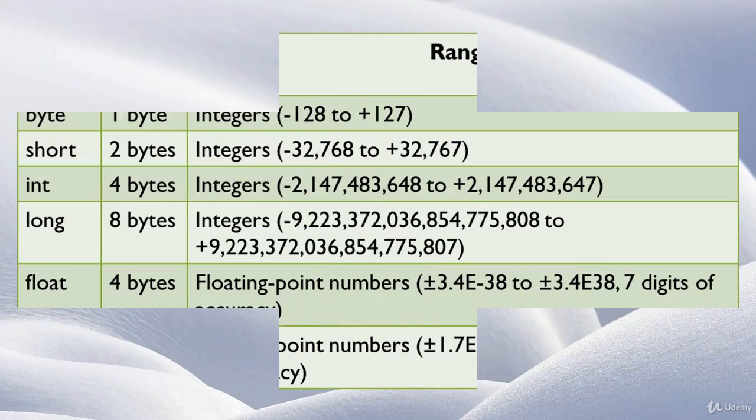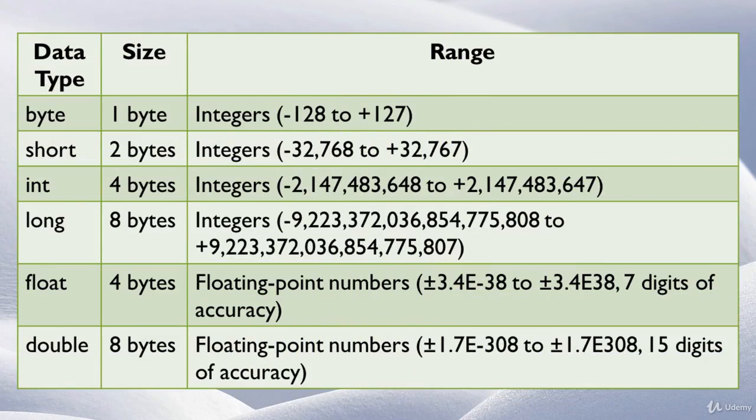Now let us look at the different types of primitive data that we can get in Java. In this table, you can see the data type, the size, and the range of the specific data type. Byte, short, int, and long are all integer data types of different sizes. Note that a long data type can store 8 bytes and an int data type can store 4 bytes. Float and double are floating point numbers or real numbers and can store 4 bytes and 8 bytes respectively.